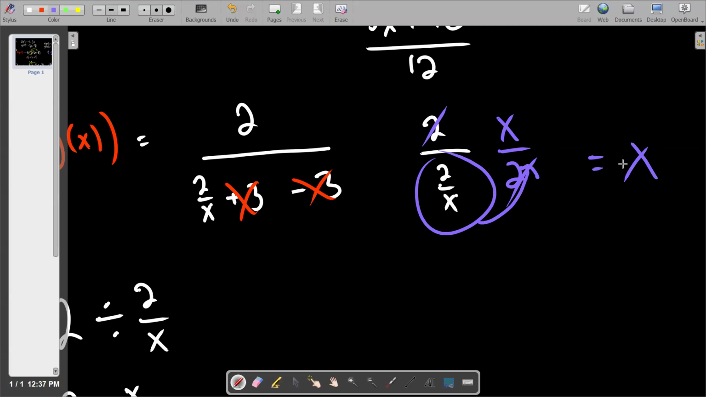Got it? Okay, let's go the other way. So the other direction is to do g of f of x.